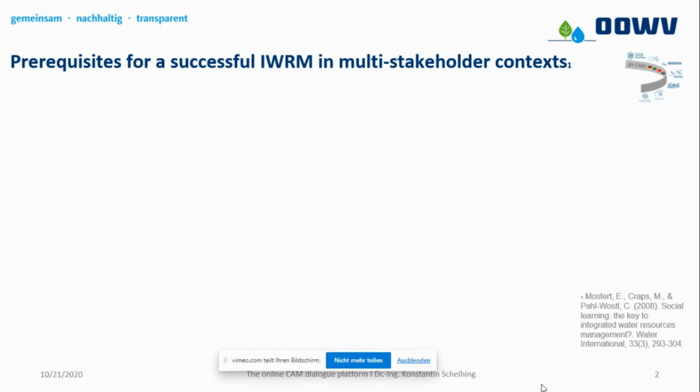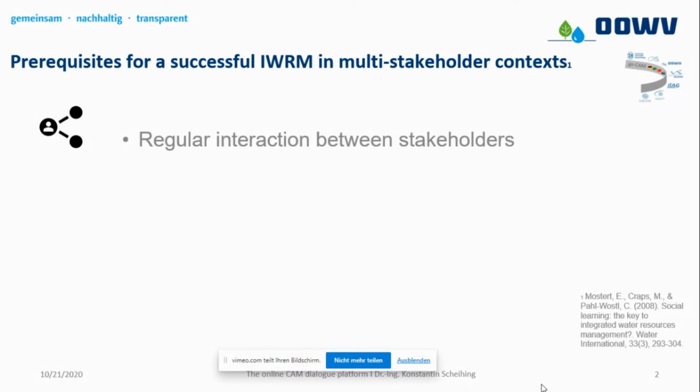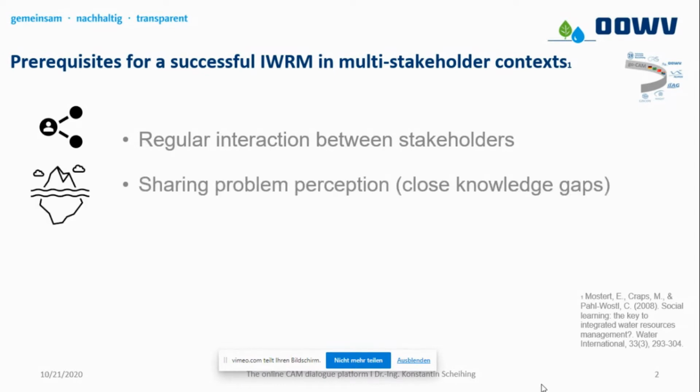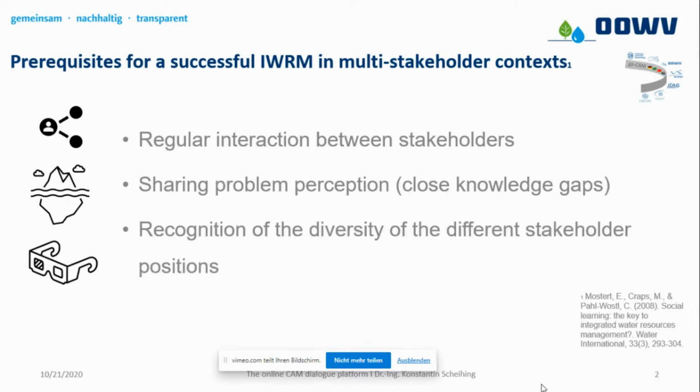I would like to start with the question, what are the prerequisites for a successful integrated water resources management in multi-stakeholder contexts? There are several studies that point out that, of course, the essential point is the regular interaction between the stakeholders, and consequently, the sharing of the problem perception among the stakeholders. And that links also to the closing of knowledge gaps. And thirdly, the recognition of the diversity of the different stakeholder positions is essential and a consequent follow-up from the two previous points. And in the best cases, this can lead to a mutual trust between stakeholders.